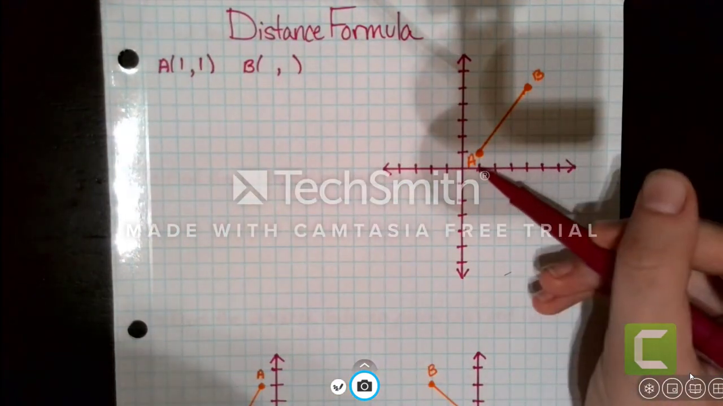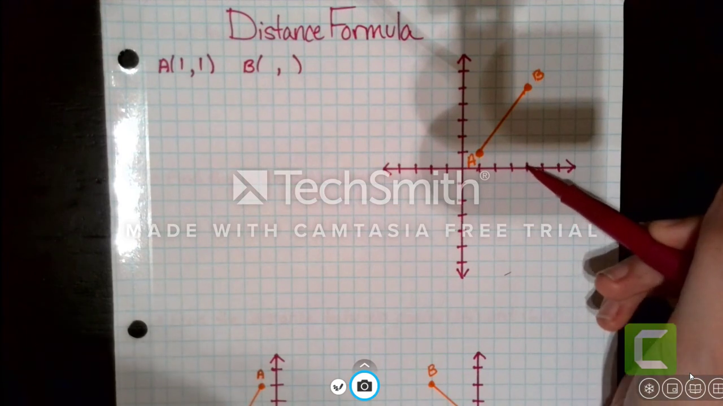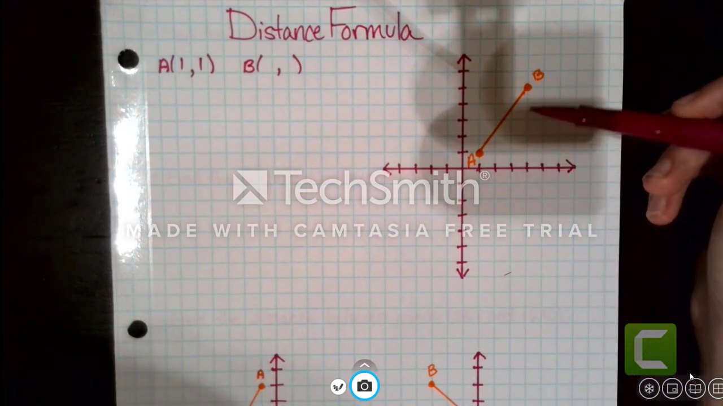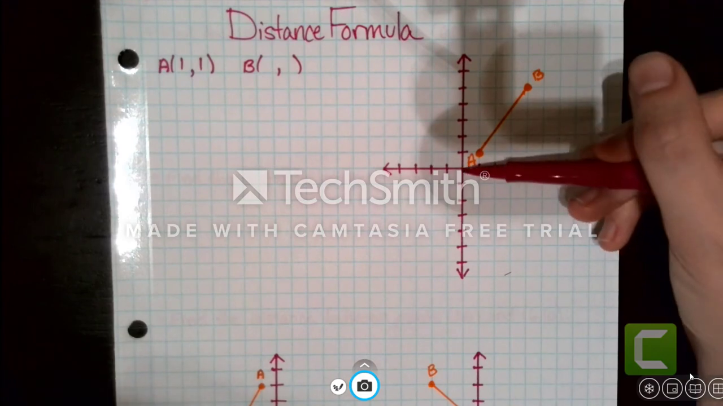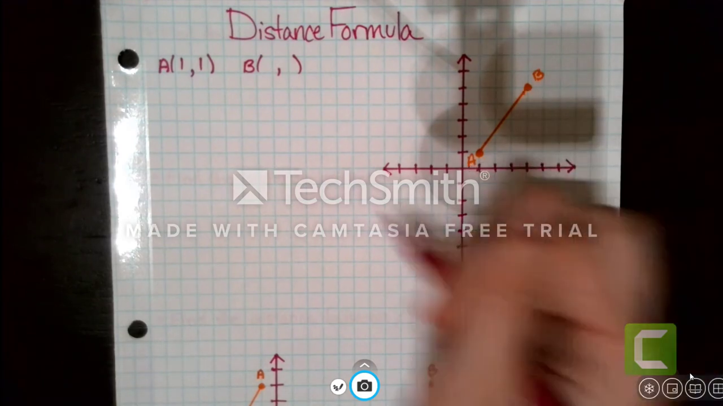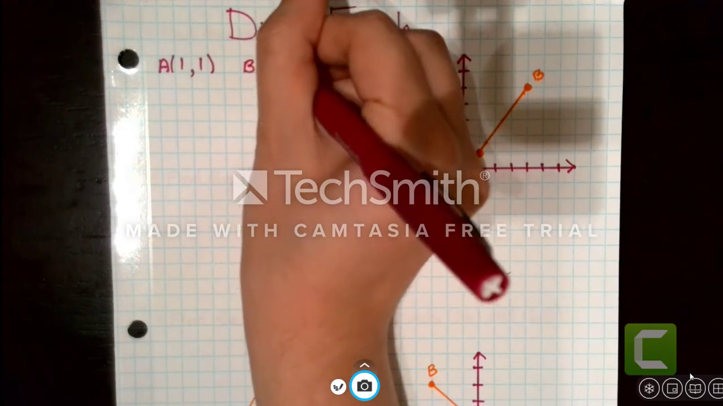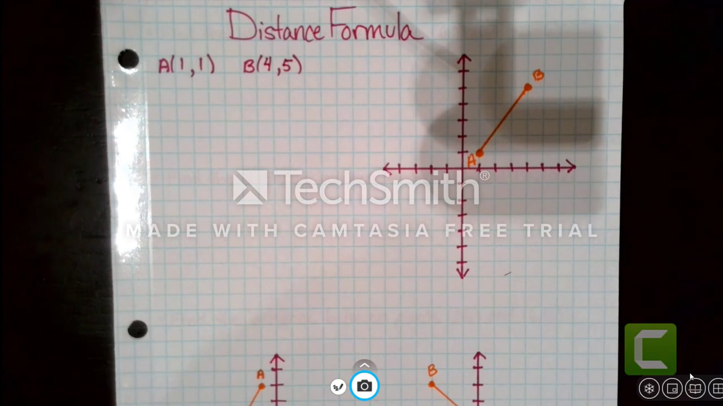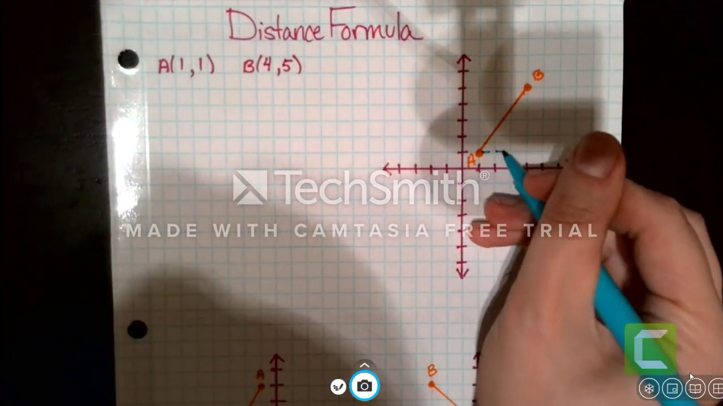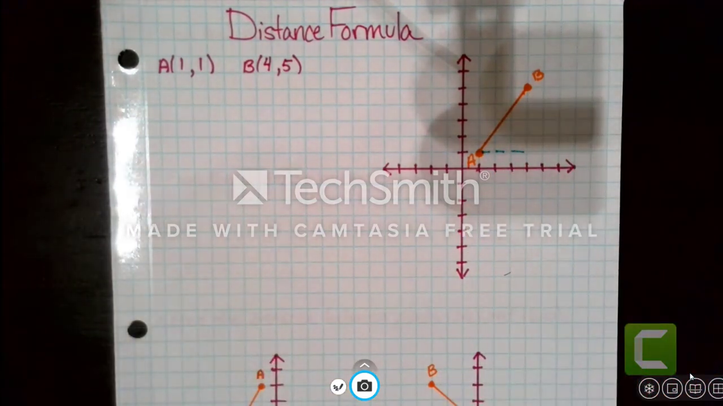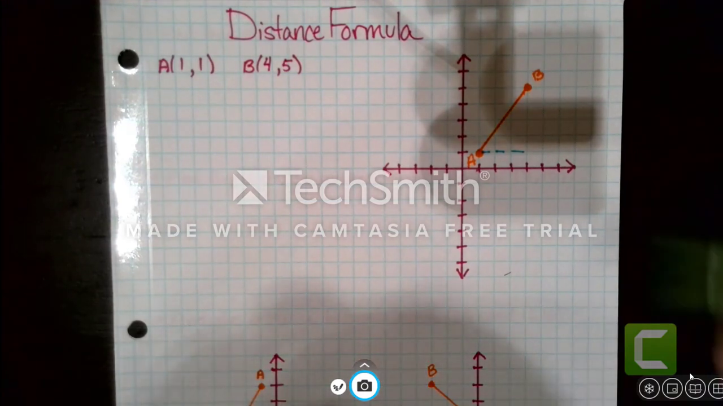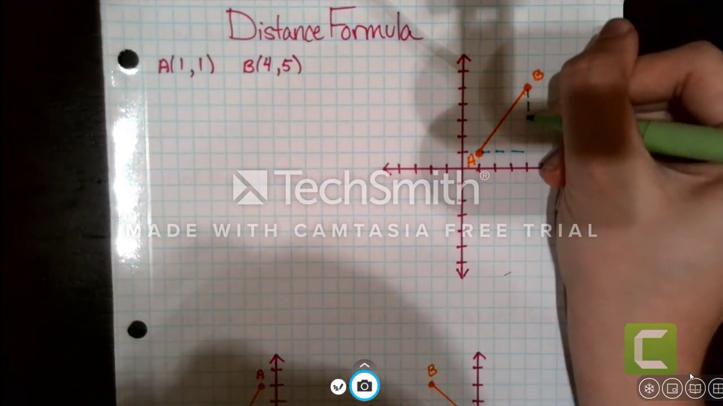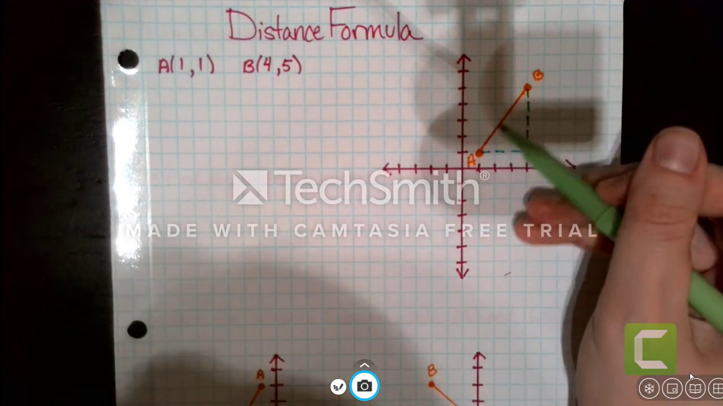B is 1, 2, 3, 4 to the right, and 1, 2, 3, 4, 5 up. So since I went 4 to the right, 5 up, your corner point here is B, 4, 5. Now, to find the distance, we need to take into account the horizontal distance and vertical distance between the 2 points. Meaning, we have to take the measurement between here and here to find out this length.